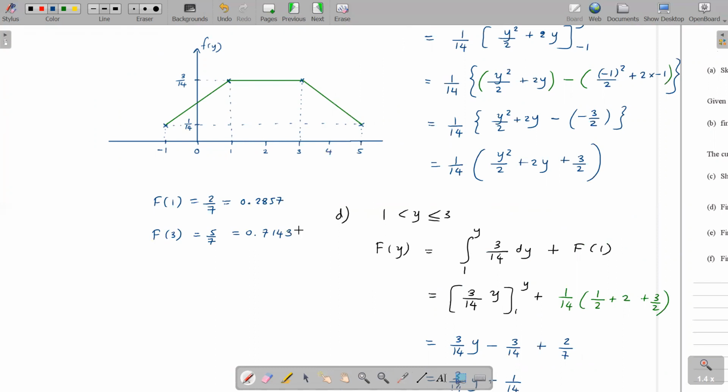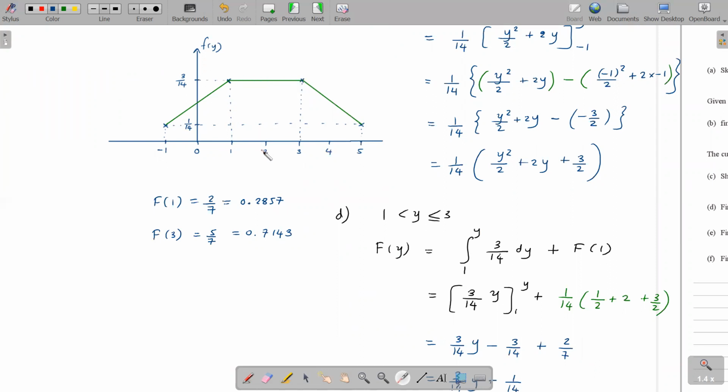0.7143, okay, 71428. So by the time you reach capital F3, you have covered 71% of the area. 71.43% of the area is covered by the time you reach 3. So that means 30% is what? By the time you reach F1, you have only 28%. You haven't reached 30%, which makes you realize 30% is in the second part.